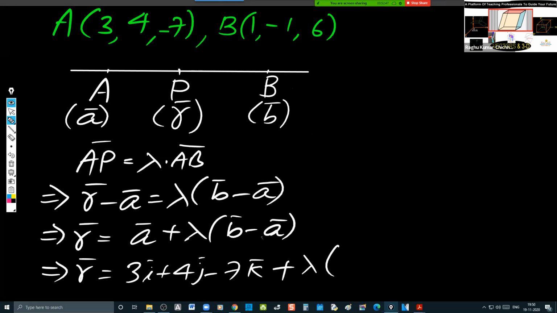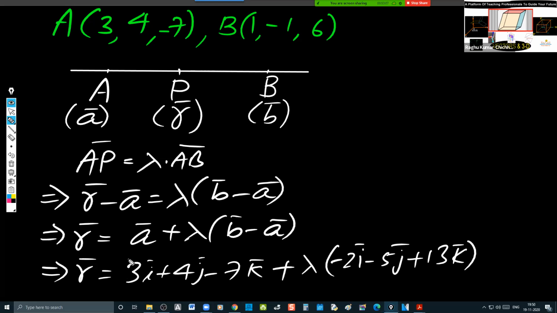Okay. So B bar minus A bar means subtract A from B, please. Subtract A from B. 1 minus 3, minus 2I. Minus 1 minus 4, minus 5J. 6 plus 7, 13K. That's it, please. This is the line equation.